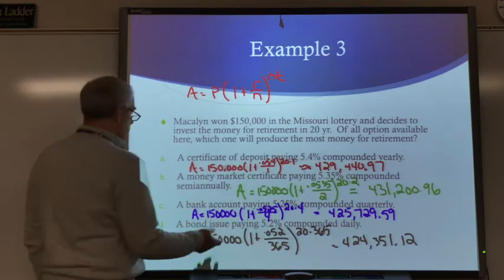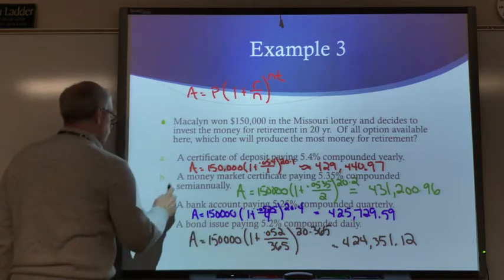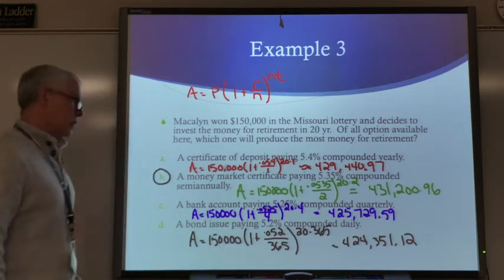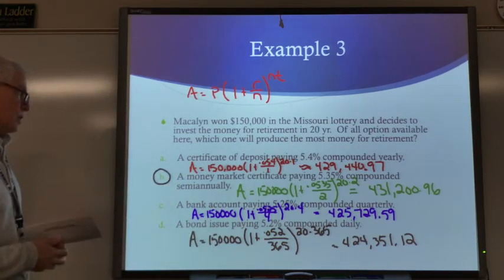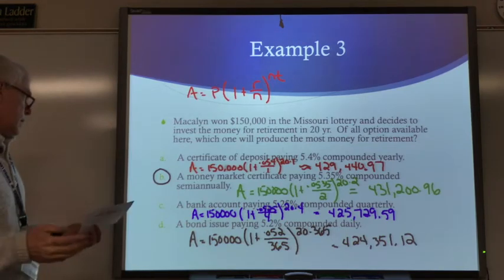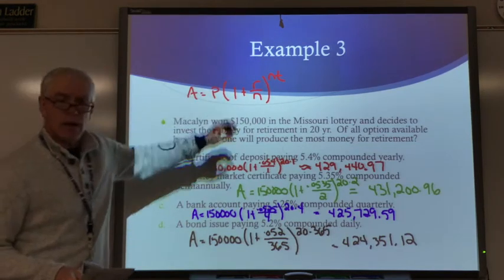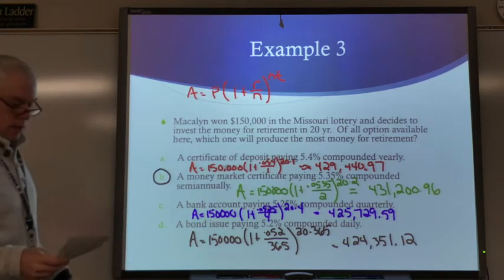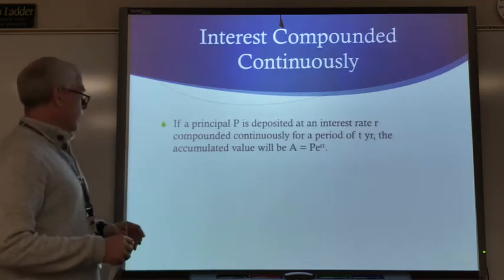So here, which one's the better deal? E is the better deal. It gives you the most, $431,000. Okay. Yeah. So just make sure you have that formula in your notes and practice it as you work through these. Okay. All right. One more.